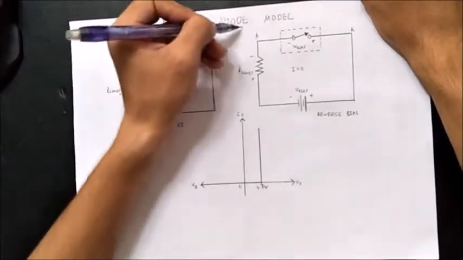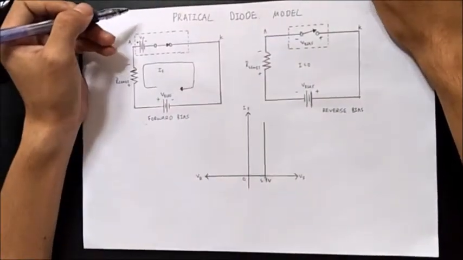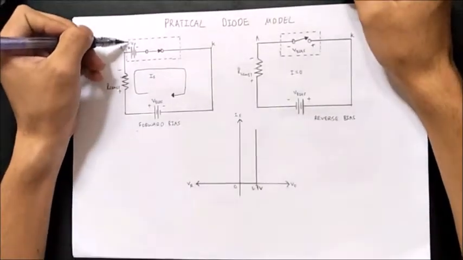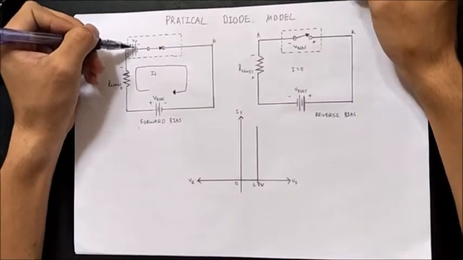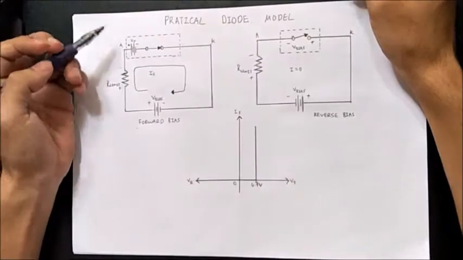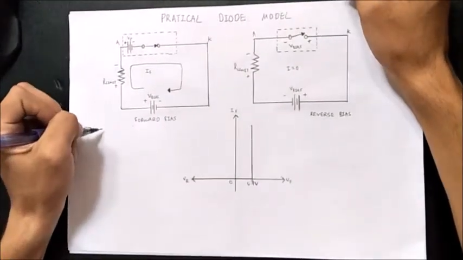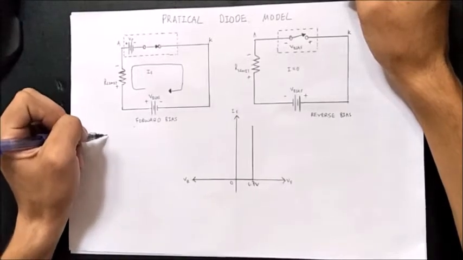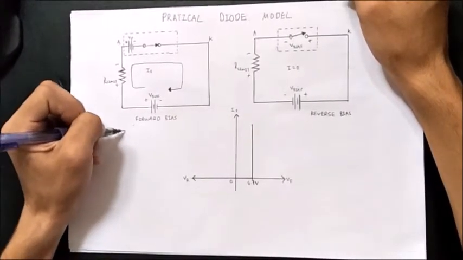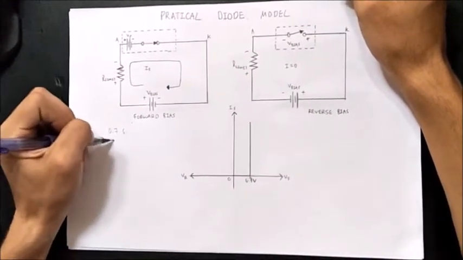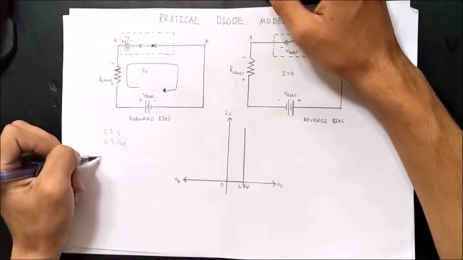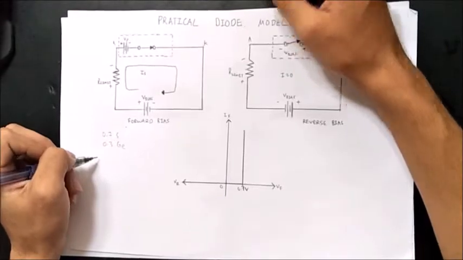Next is the practical diode model. It is formed when the barrier potential is added to the ideal switch model. The dynamic resistance is neglected. The diode is assumed to have a voltage across it when forward biased, which is 0.7 volt for silicon and 0.3 volt for germanium. The barrier potential does not affect reverse bias, so it is not a factor.